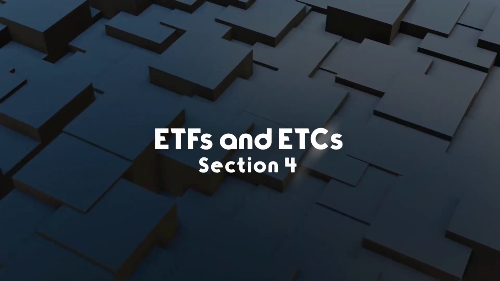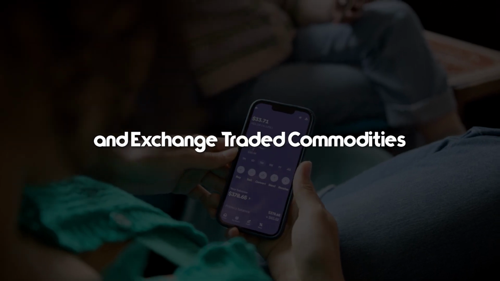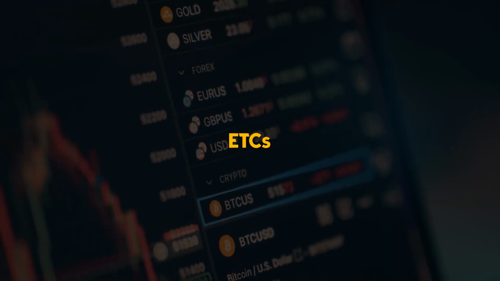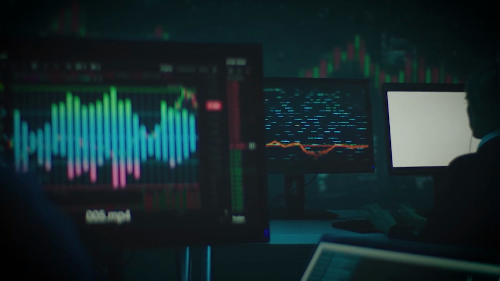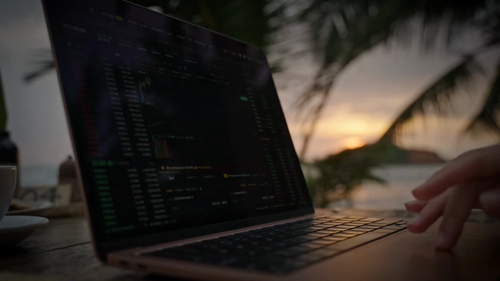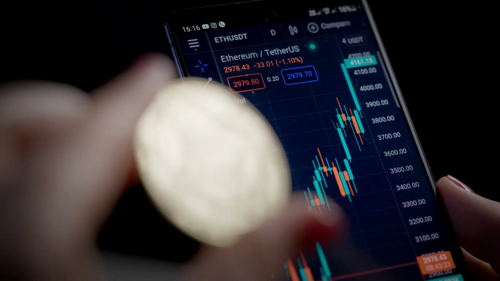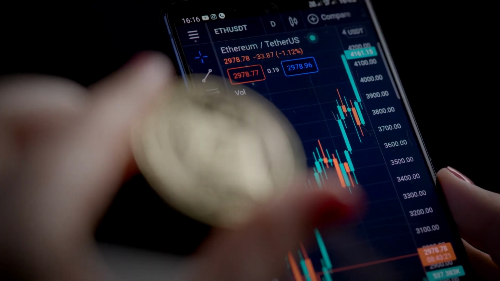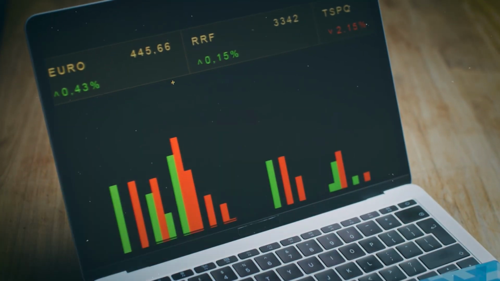Section 4. ETFs and ETCs. For those looking to invest in commodities without directly trading physical assets, exchange-traded funds, ETFs, and exchange-traded commodities, ETCs, provide a viable alternative. These funds invest in commodities or commodity futures contracts and are traded on stock exchanges, much like shares. This makes them accessible to a broader range of investors, providing exposure to commodity prices without managing actual contracts.